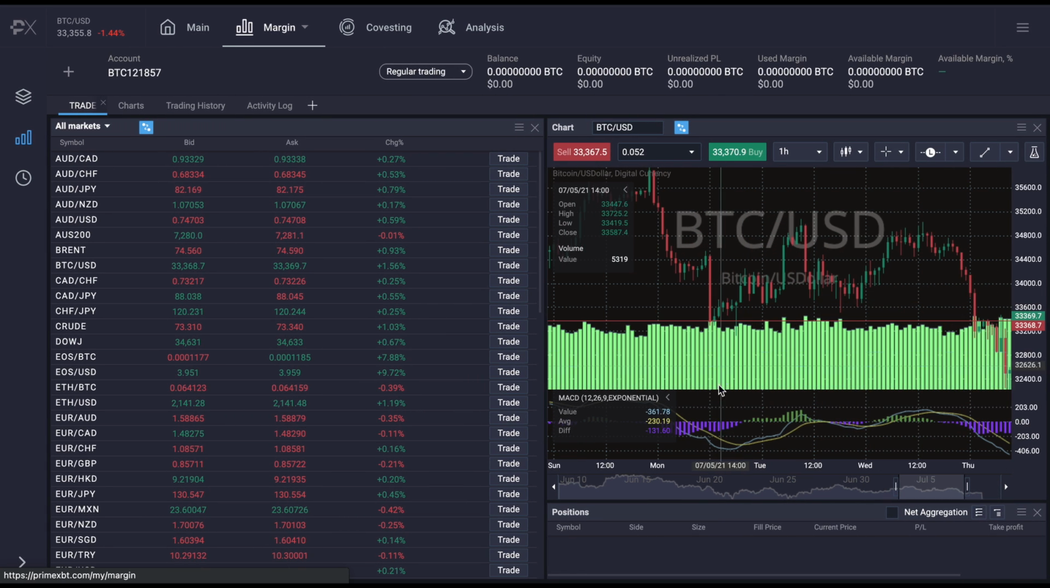So for example here, this is in May, so we can see that the histogram bars are getting smaller and smaller, indicating that the price is going up. And then we have the MACD lines crossover, indicating that the price action is going to go in the other way. And after we have the crossover, the price had gone from around 34,000 to a peak of around 35,000.